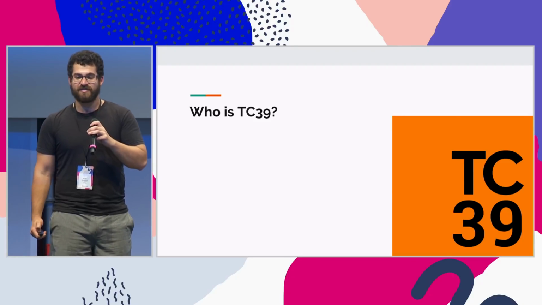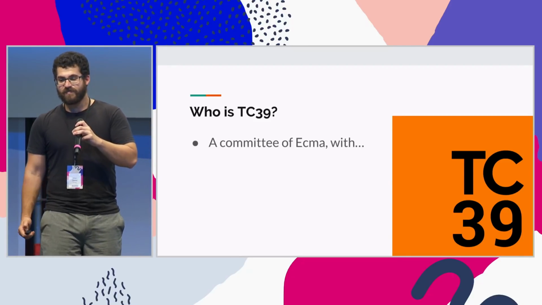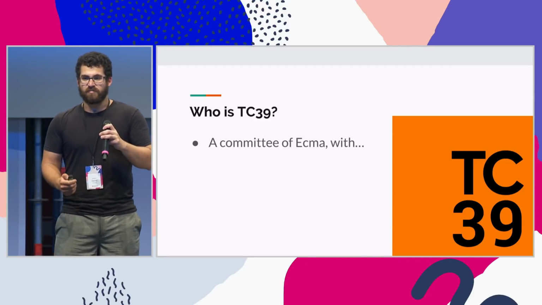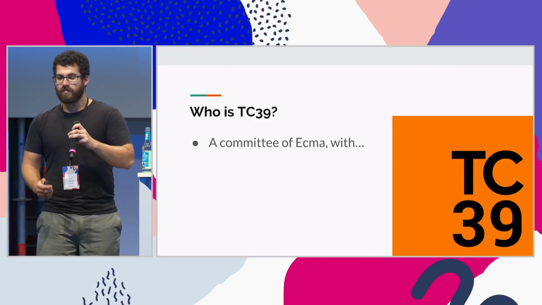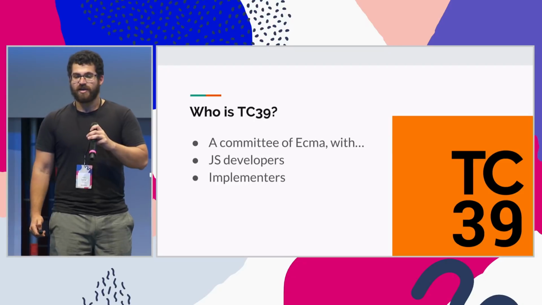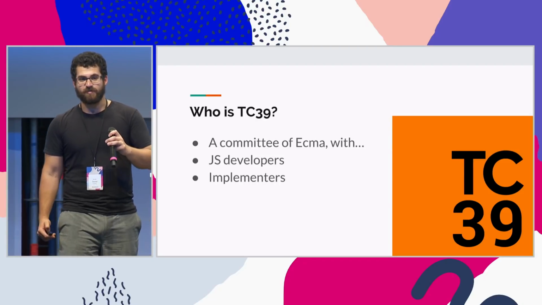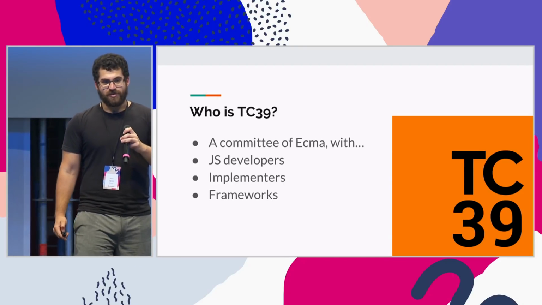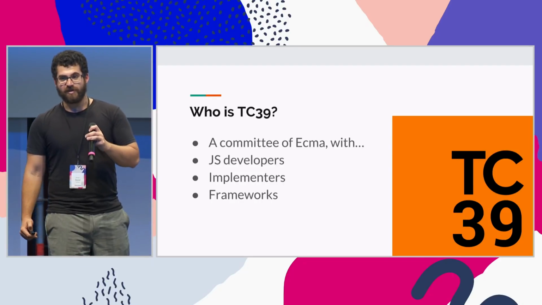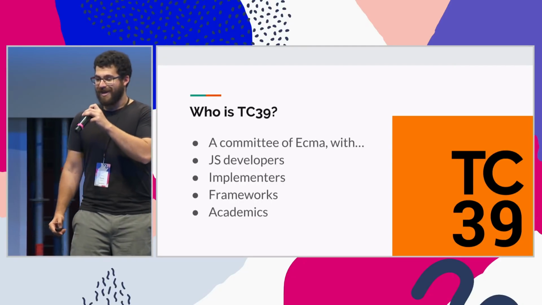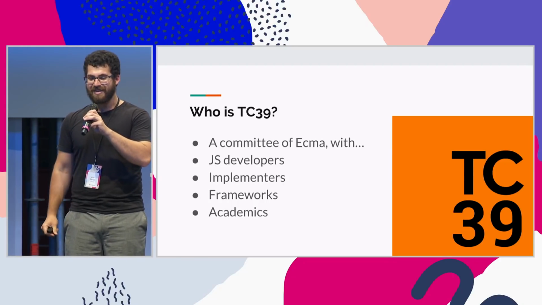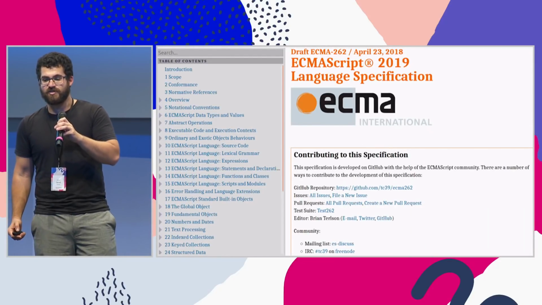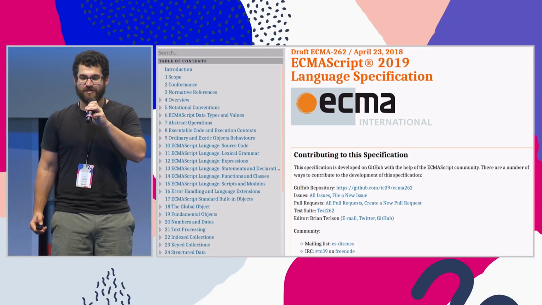TC39 is a standards committee that's part of ECMA. And ECMA is this standards body based in Geneva, sort of for administrative support, but then we in the committee are JavaScript developers, implementers, people who are making JavaScript work in web browsers and Node and Babel, framework authors like Angular and Ember and React, and academics who have a background in programming language theory and more. And we all get together to produce this document, the ECMAScript language specification.